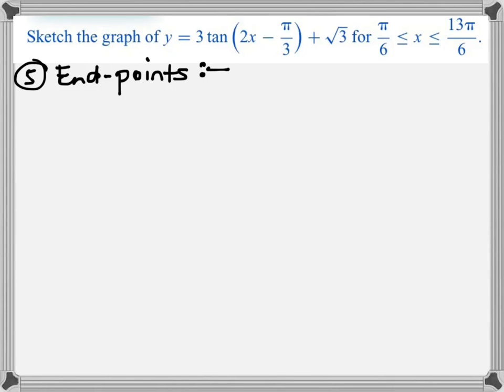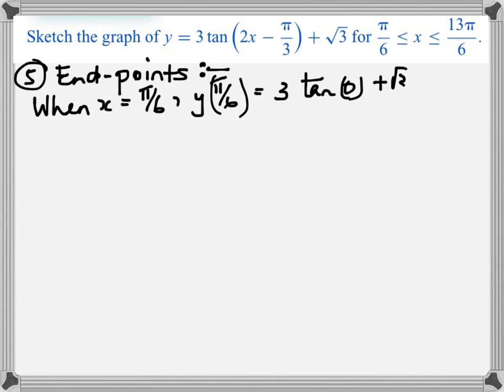All right, now what's next on the agenda? Endpoints. Okay, we can handle that, no problem. We're just going to substitute the extreme left-hand and extreme right-hand values of x into the equation. So when x was pi on 6, we can work out that y is going to be root 3. So that gives us one endpoint, okay? Now one more to go.